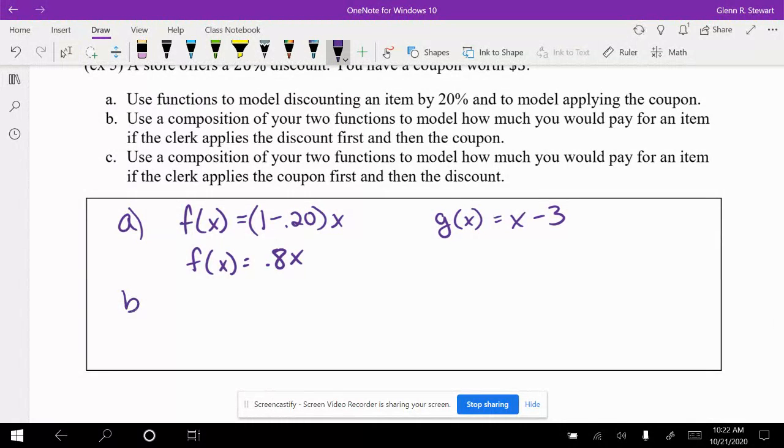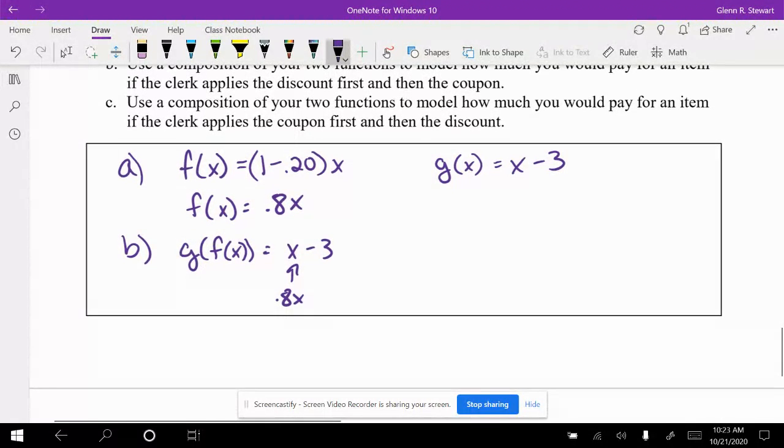So the first one says, use the composite of your two functions to model how much you pay for an item if the clerk applies the discount first. So that would be inside and then the coupon. So really what we're going to find first is g of f of x. So remember, if g of x is x minus 3, we're going to be plugging in 0.8x here. So g of f of x is going to be 0.8x minus 3.